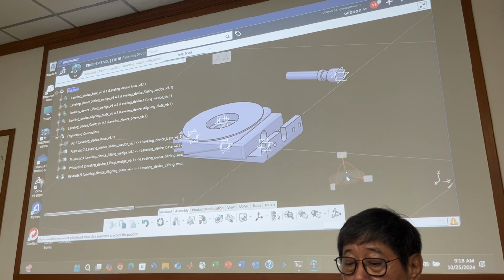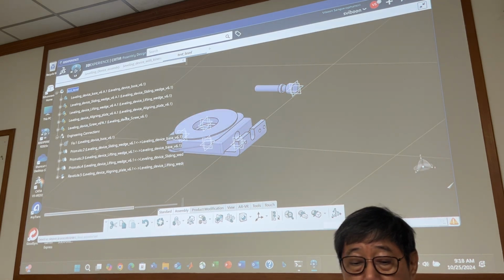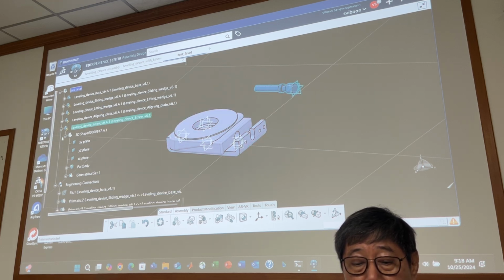What does screw look like? Let me show you. If you want to see how to create screw, this one. Okay. This screw, right? I want to modify screw. Let's see. I go to this one.